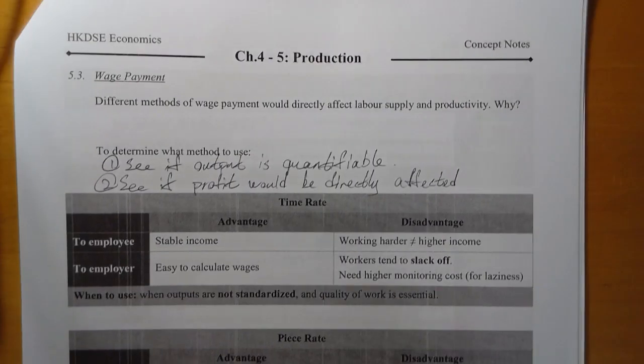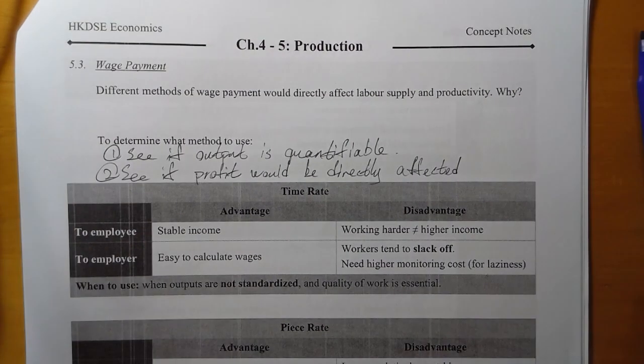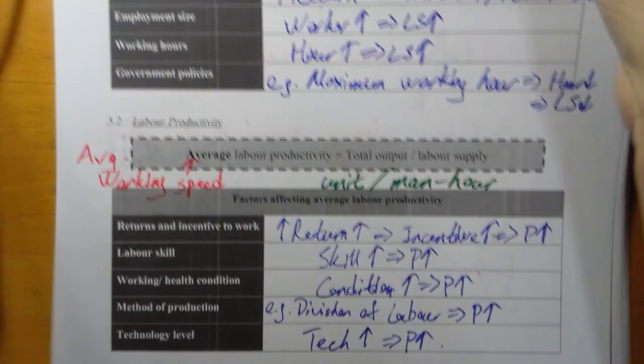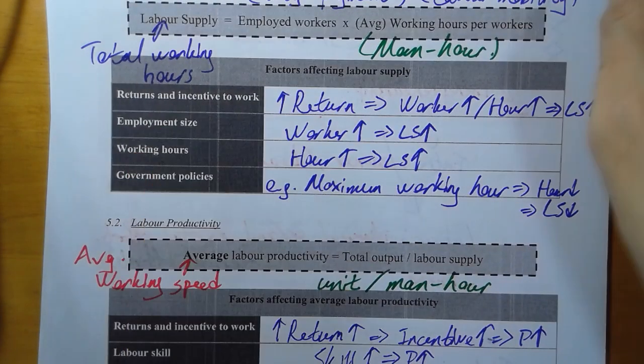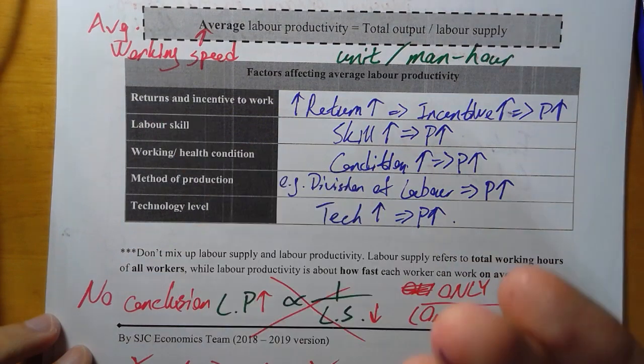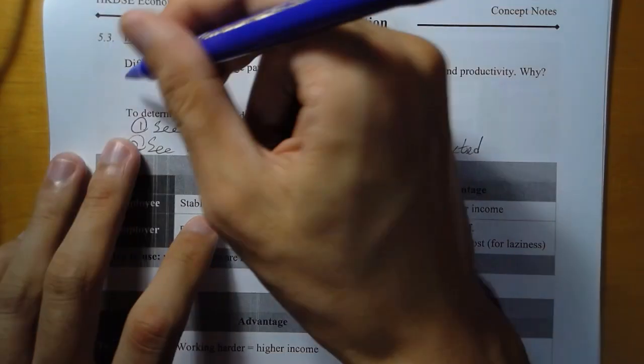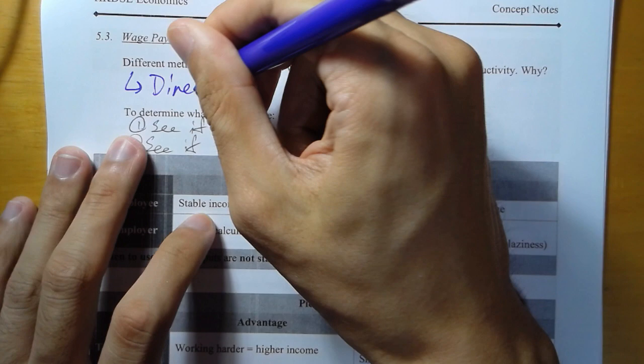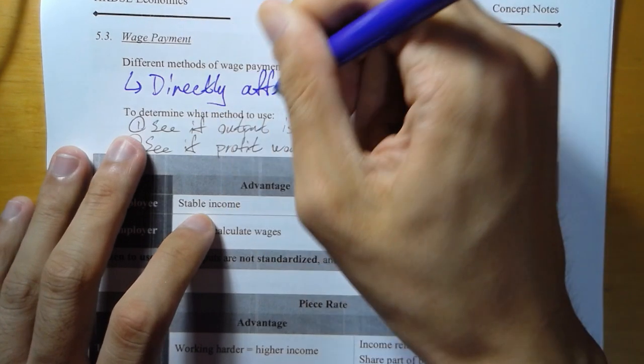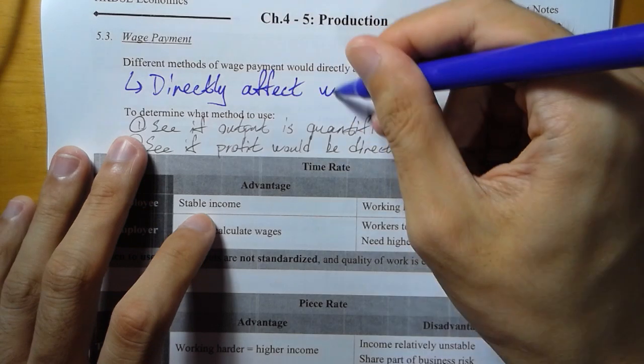We are going to talk about wage payment, the second last topic. Alright, now wage payment, remember, different wage payment methods would directly affect labor supply and labor productivity. If you remember from our previous pages, we all know that return and incentive is one of the major factors affecting labor productivity and labor supply. Now, here you see why. The reason is simple. Because wages would directly affect a word we call working incentive.